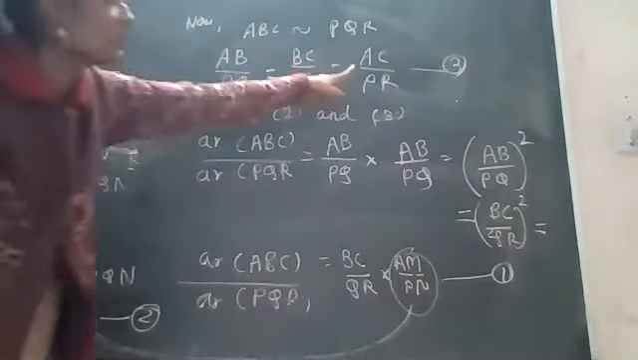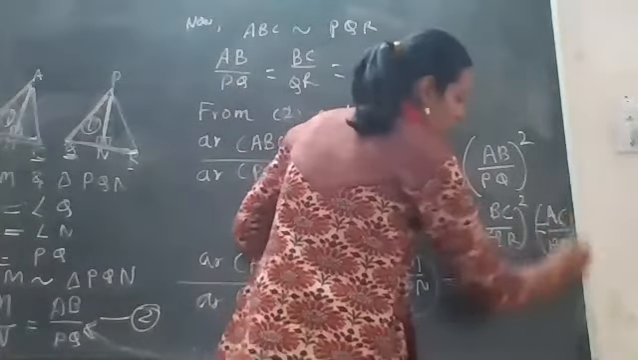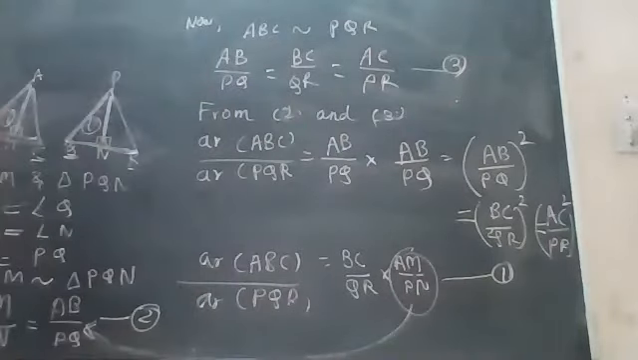Instead of this, also we can write AC upon PR. So we can also write AC upon PR whole square. Getting this one?